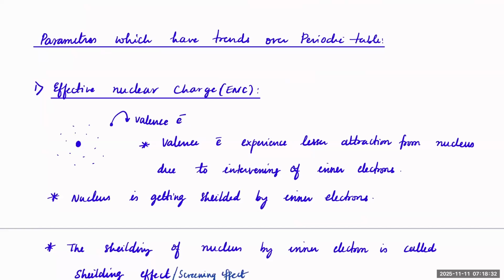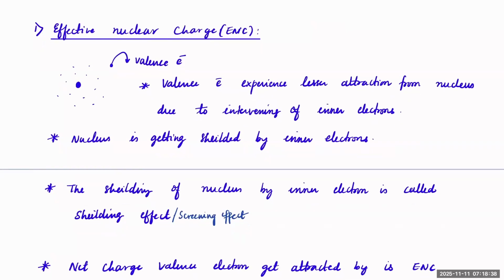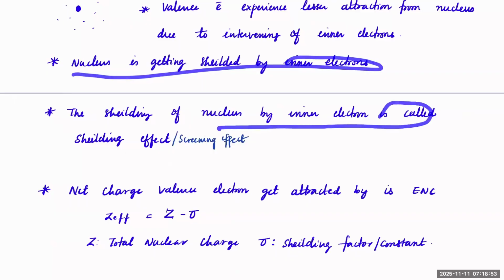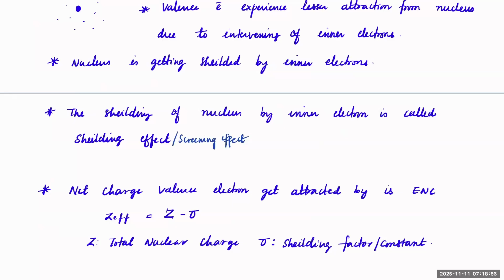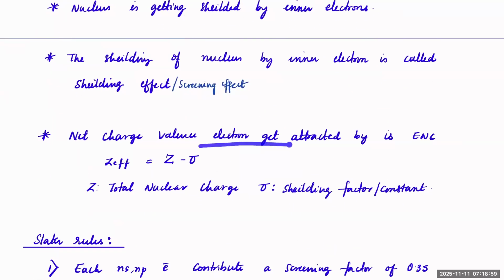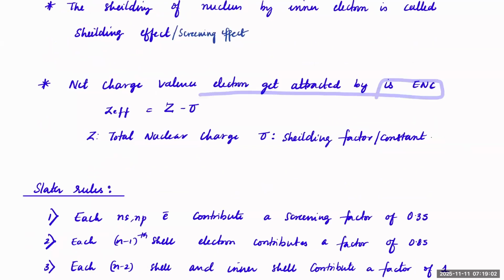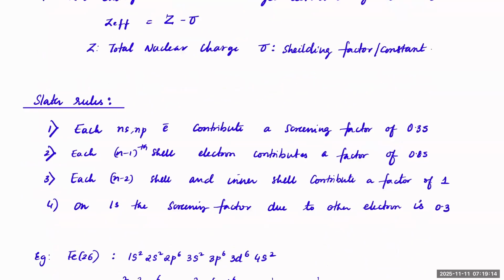Next, parameters which have a trend over the periodic table. First one, effective nuclear charge. Valence electrons experience lesser attraction from the nucleus due to the intervening inner electrons. So the nucleus is shielded by inner electrons. This is what we call the shielding effect. The net charge by which valence electrons get attracted is called effective nuclear charge, which is equal to Z minus sigma. Z is the total nuclear charge, and sigma is the shielding factor or shielding constant.